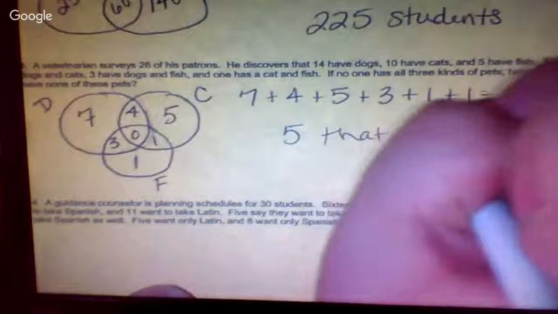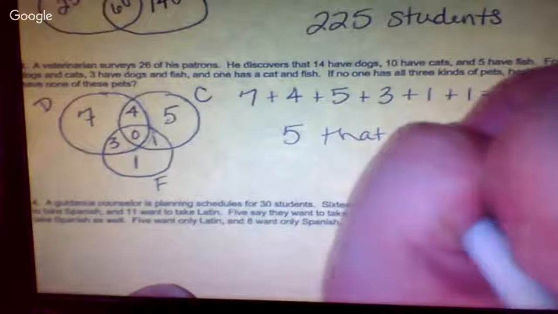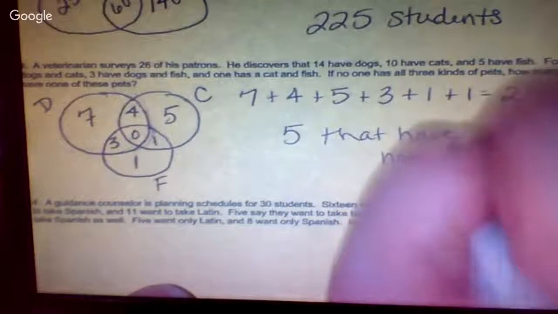They must be lonely, desperate housewives. That's probably one. Okay, 5 that have none. Oh, I thought that said, you know what? It looked like.